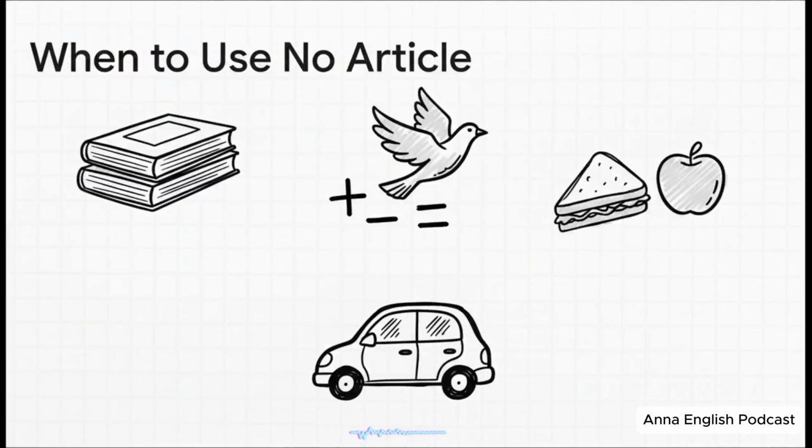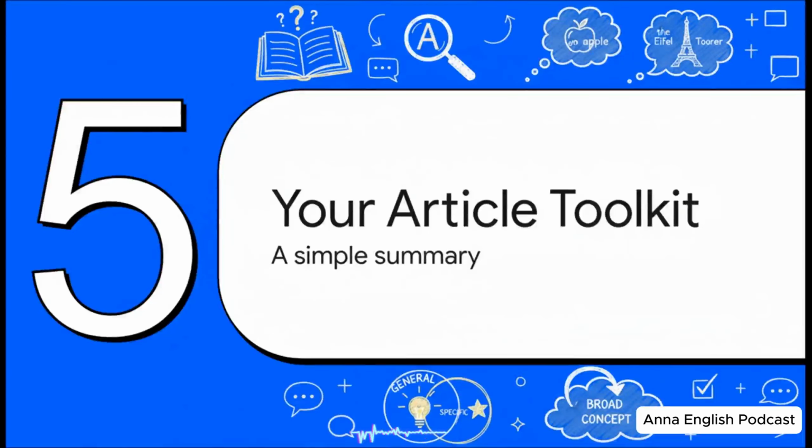Let's check out a few examples. If I say books are useful, I'm not talking about these specific books. I mean books in general, all books. Same goes for those big abstract ideas, like freedom is priceless. You also don't use an article when you talk about meals, like we had lunch, or in a lot of set phrases, like saying you travel by car. So, there you have it.